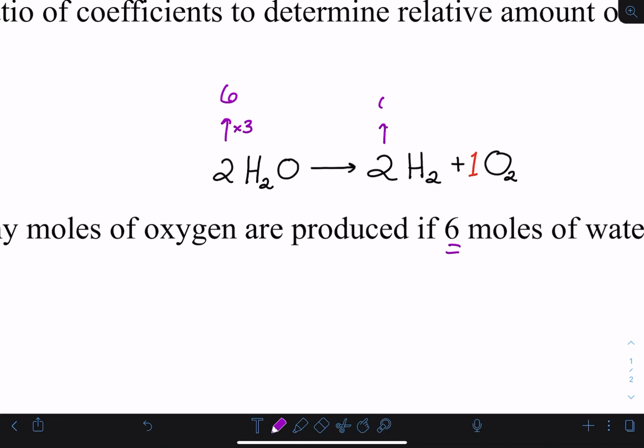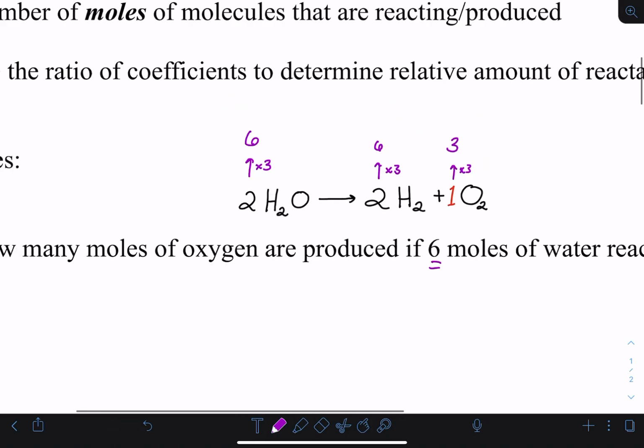And you would expect to get 3 times as many cookies. So if we multiply these also by a factor of 3, if we're starting with 6 moles of water, since we've tripled our recipe, we would expect to produce 6 moles of hydrogen and, I wrote this incorrectly, sorry, 3 moles, 3 times 1 is 3, 3 moles of oxygen. So that's kind of the logical way that you can think through it.